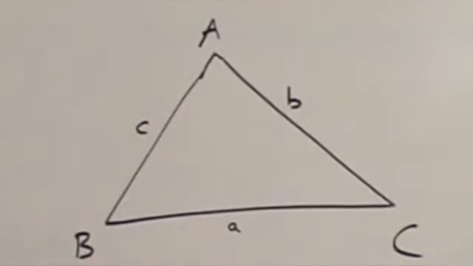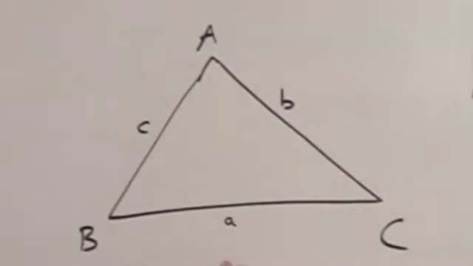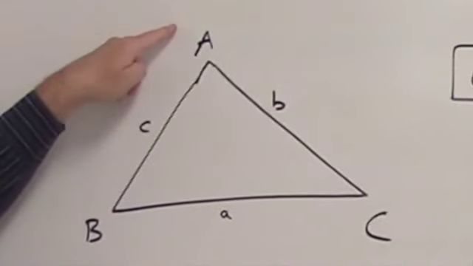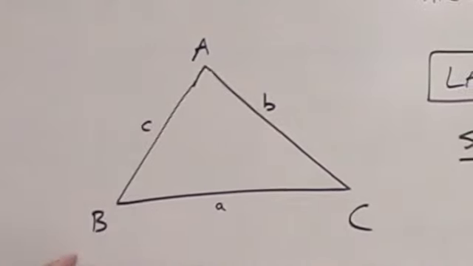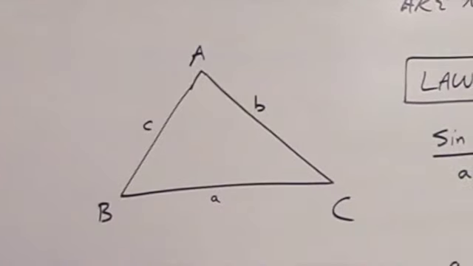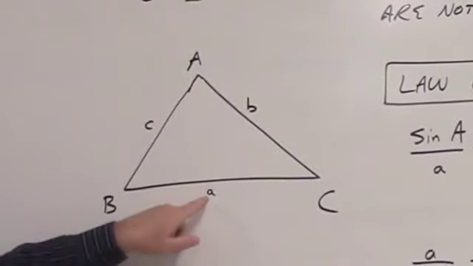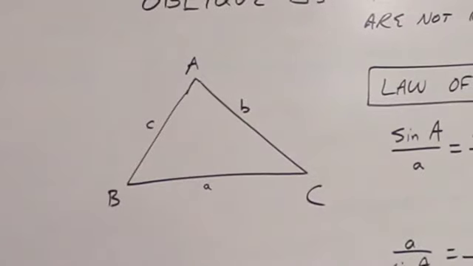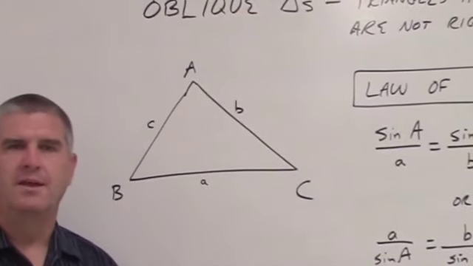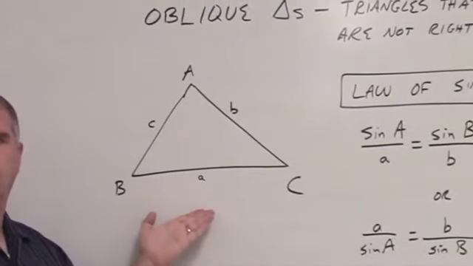What I've done here, it doesn't necessarily have to be drawn to scale, but just like we've been doing, I'm labeling each of the vertices A, B, and C. And then we're labeling the sides opposite as a, b, and c, the lowercase letters. So we have this oblique triangle.